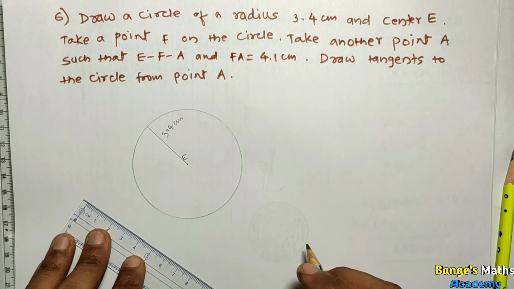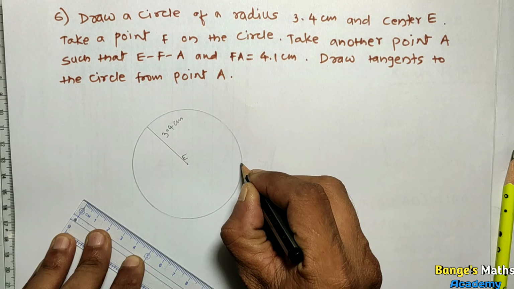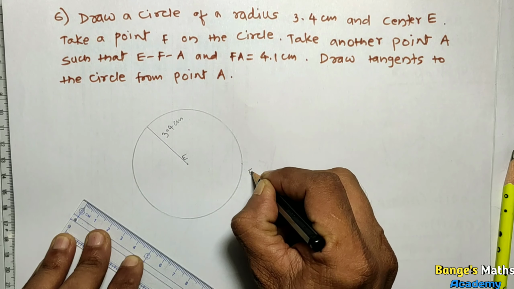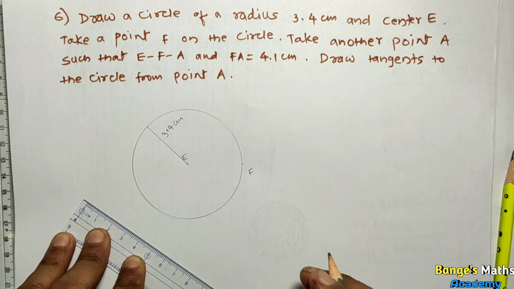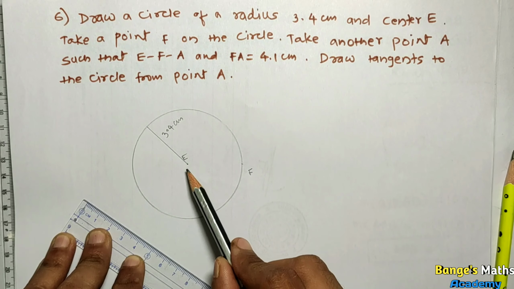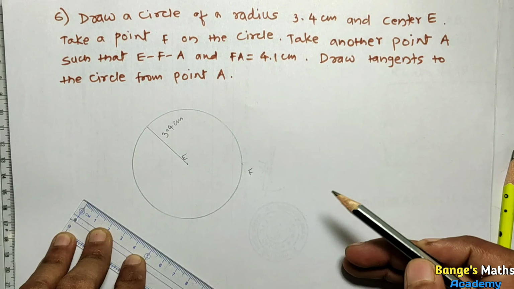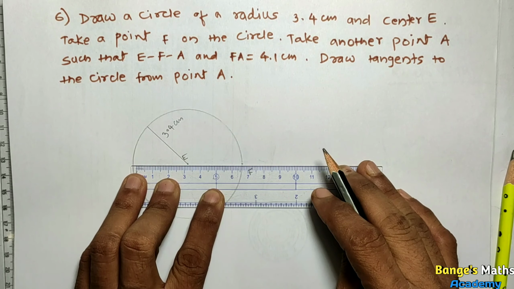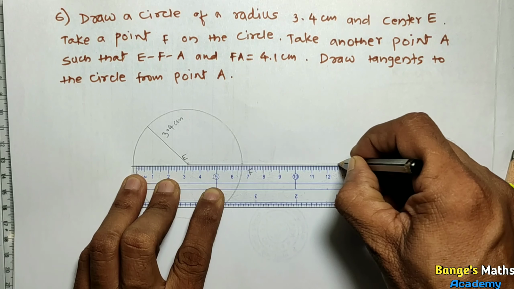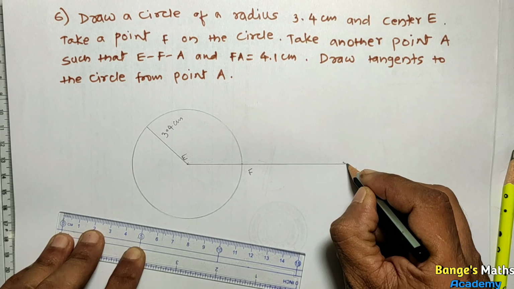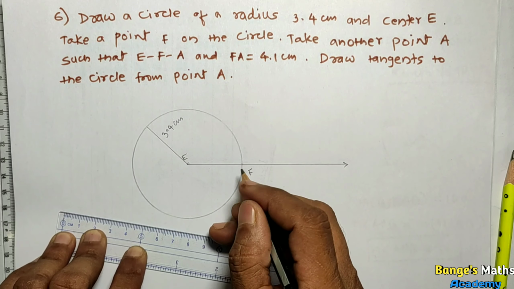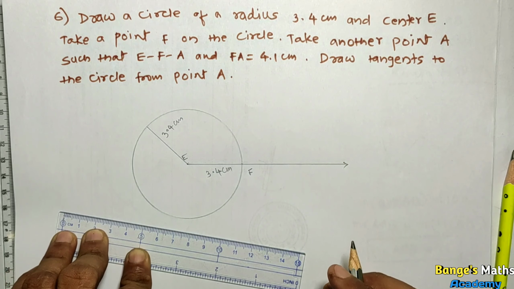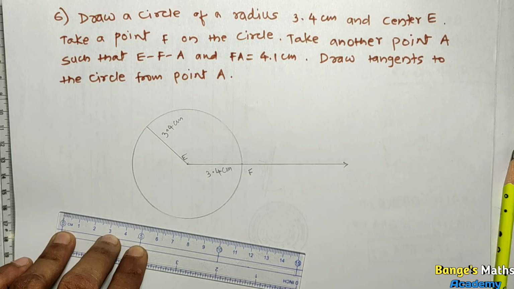Then take a point F on the circle at any place. Point F. And E, F, A are collinear and FA is 4.1. So draw radius EF and extend it to right side. See, EF distance is 3.4 centimeter and FA is equal to 4.1 centimeter.